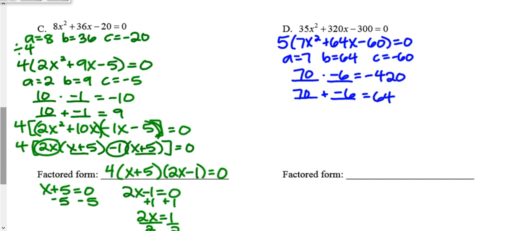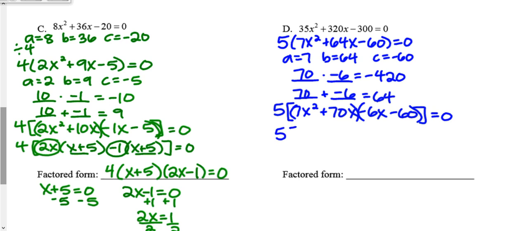So now we're going to rewrite our quadratic. So we have a 5 on the outside still. Then we have 7x squared. We're going to use our new numbers, 70x minus 6x minus 60. And now we're going to group. So we still have a 5 on the outside. The common factor in the first group would be a 7x, leaving us with x plus 10. And then in the second group, we have a negative 6 as the common factor, leaving us with x plus 10. We know we did this right because the x plus 10s are the same.